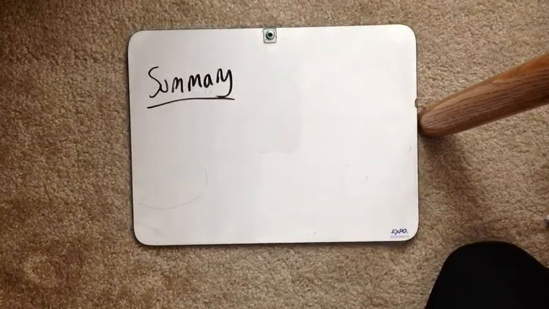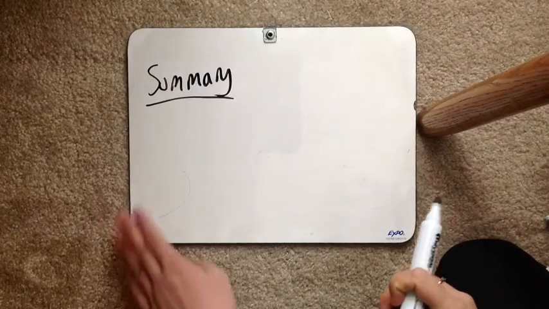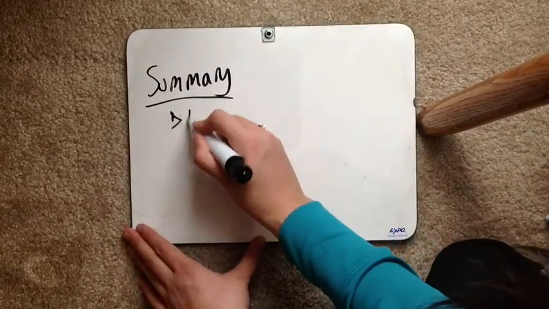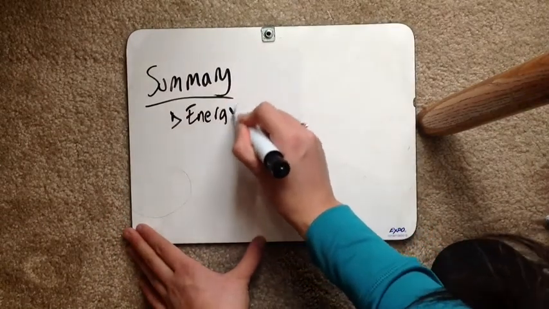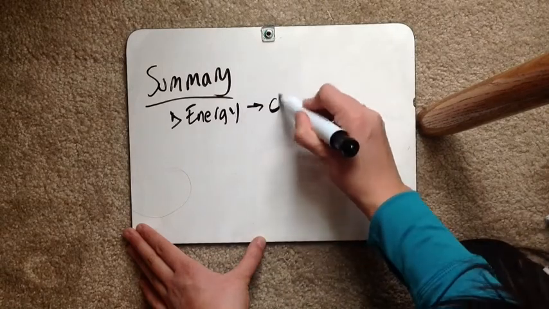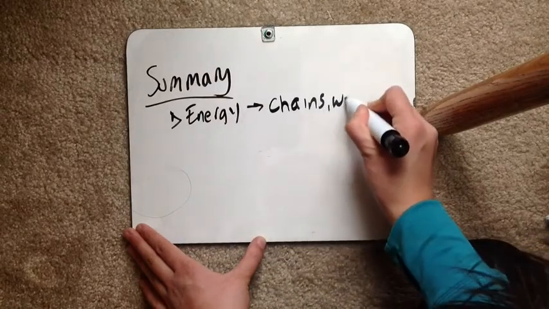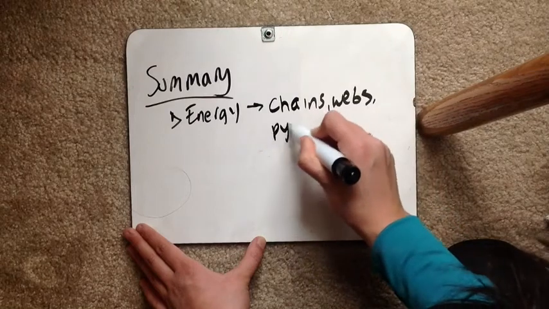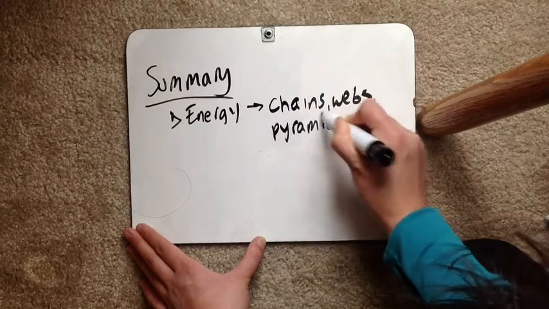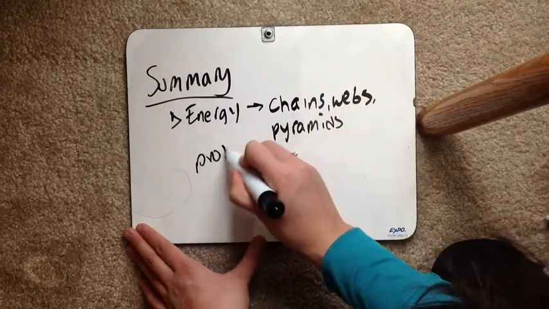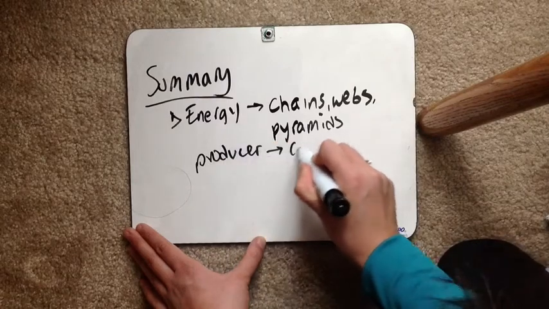It's really important to always have a summary. So in summary today, we found out a couple different things. We know that energy can be showcased in chains, webs, and pyramids. We have energy that flows from a producer to consumers.